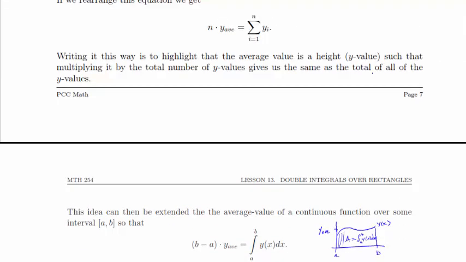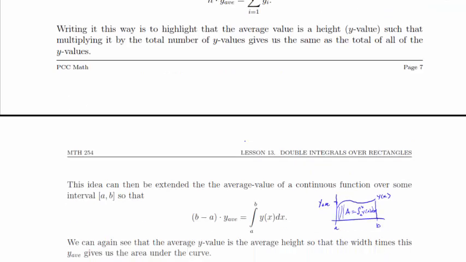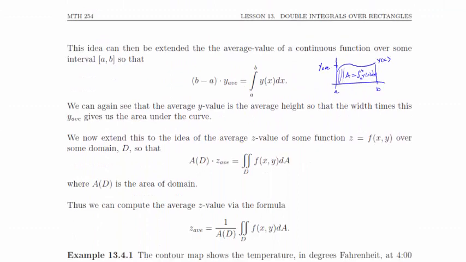See how that's a connection to what we were doing here? This is the total of the y values divided by the number of them. If I move the n over, then n, the number of things, times the average gives us the total sum. And instead of the number of things, we now have a width. So this is analogous to what we were doing above.